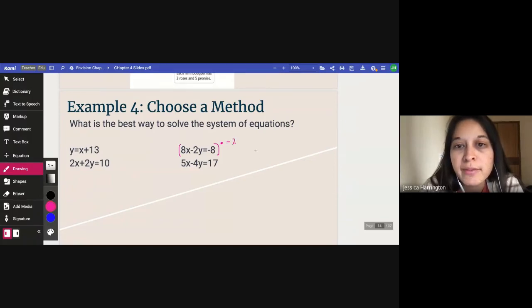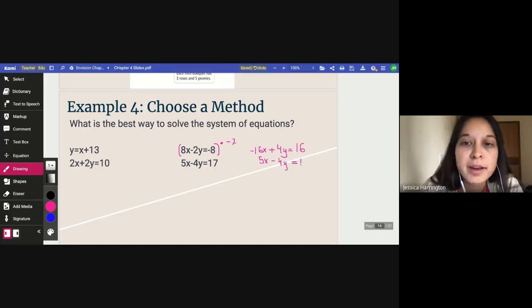And then what would I have? I would have negative 16x. Negative 2 times negative 2 is positive 4y. And it would be equaling 16. And then if I write the other equation underneath it, you can see now that my y's would cancel out. So I can eliminate and use that strategy. I'm not going to solve it. I'm just showing you that's how you can solve it.